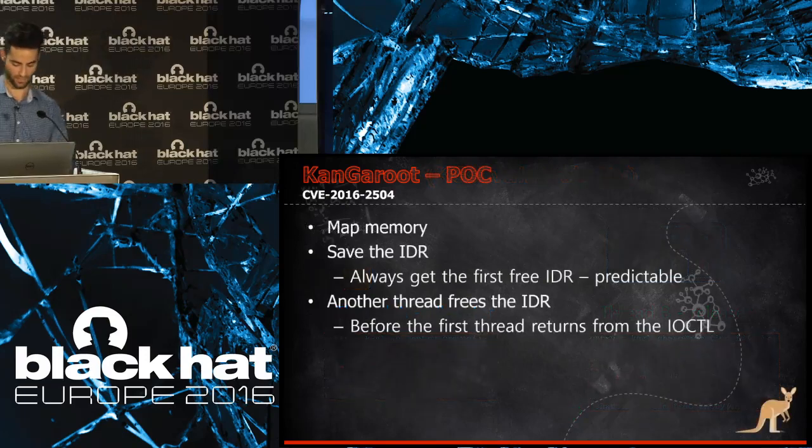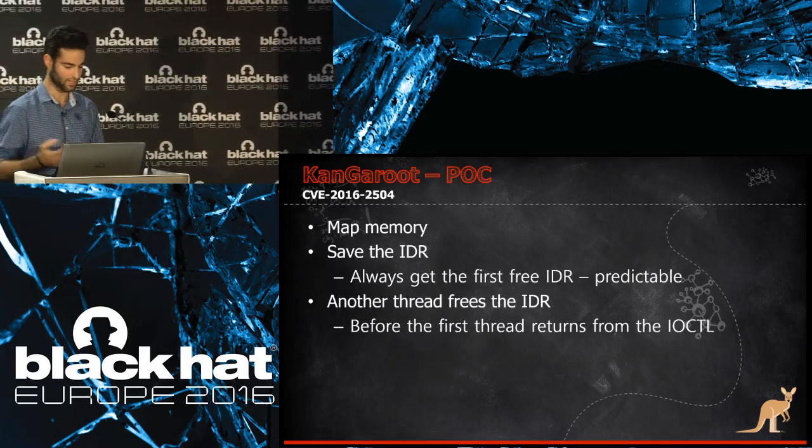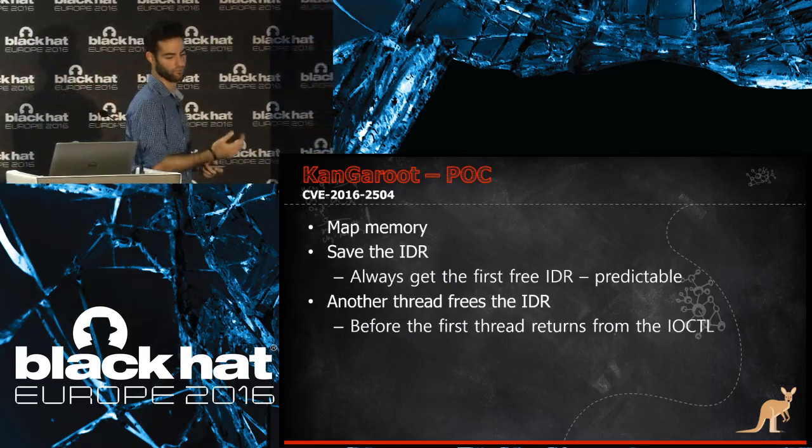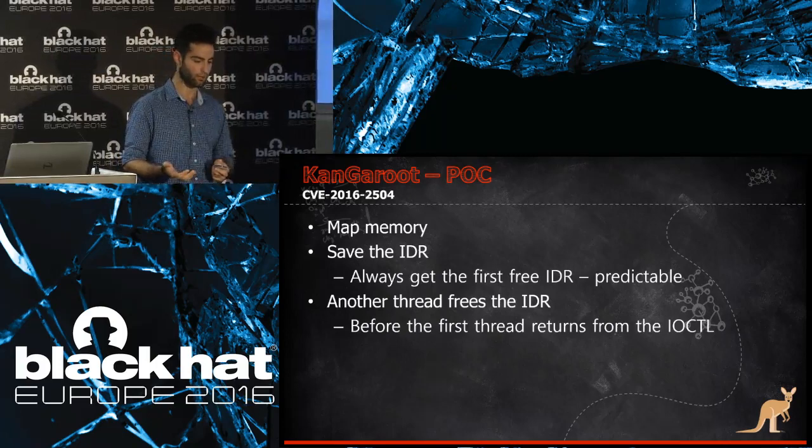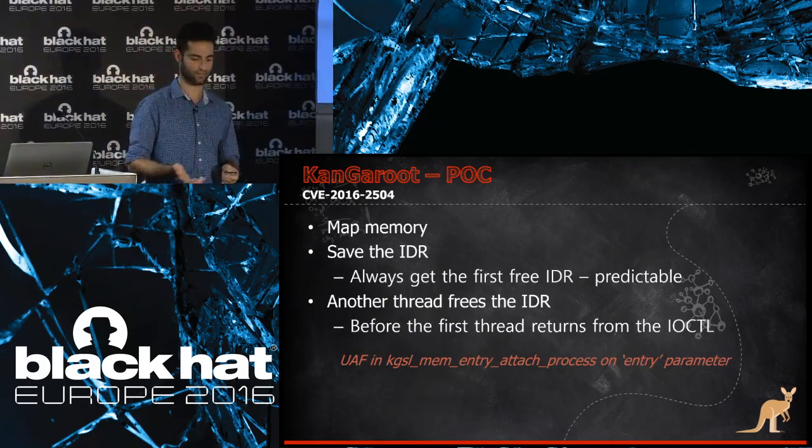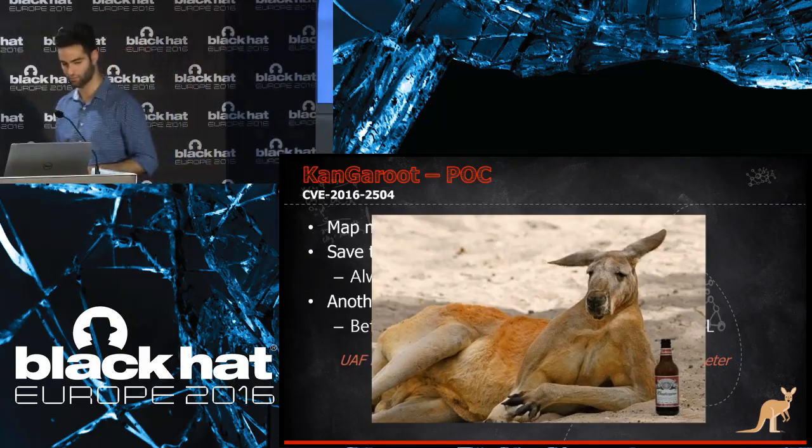So again, a summary of this vulnerability. First, we map memory. Then we know which IDR number we are going to get. So we are going to issue a mapping request and an unmapping request in the kernel on two different threads. And before the mapper thread is done and returns from kernel mode, we are going to have a use after free case in the function on the entry parameter. And a picture of a drunk kangaroo.